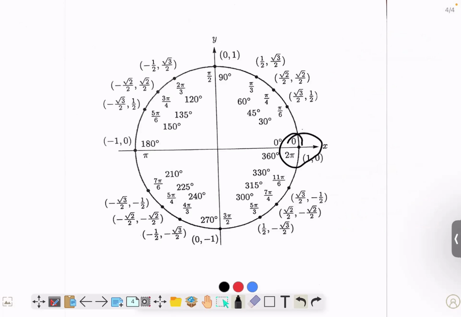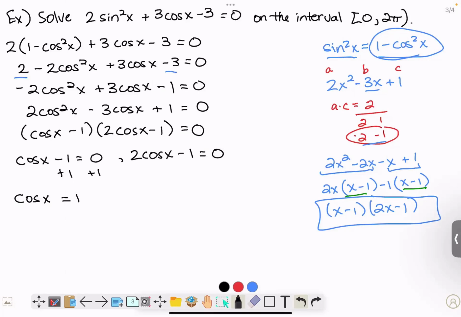Now I need to decide, is that angle 0 or 2 pi? Based on the interval they gave me, notice that the bracket on the left side means 0 is included, and the parenthesis on the 2 pi means it is not included. So since 0 is included, I want 0 for that. So this is going to be x equals 0, included because of the bracket. I'm not going to add multiples of 2 pi because that would give me angles that are not in the interval I was given in the instructions.